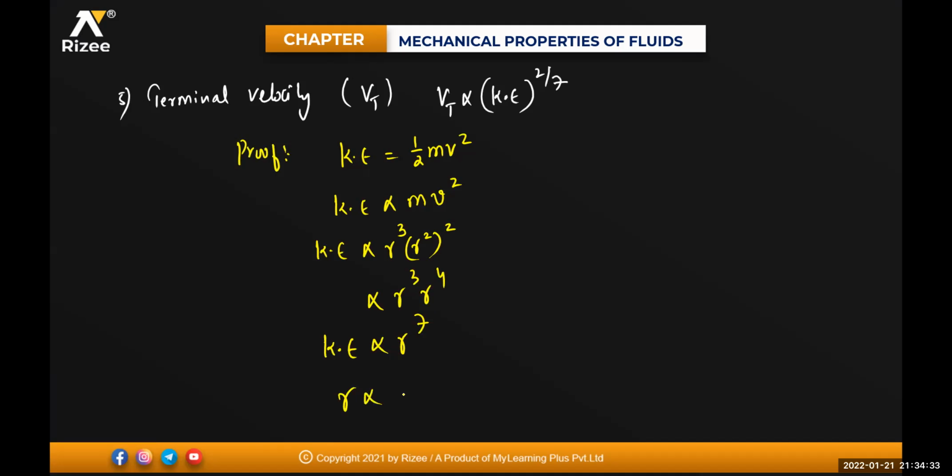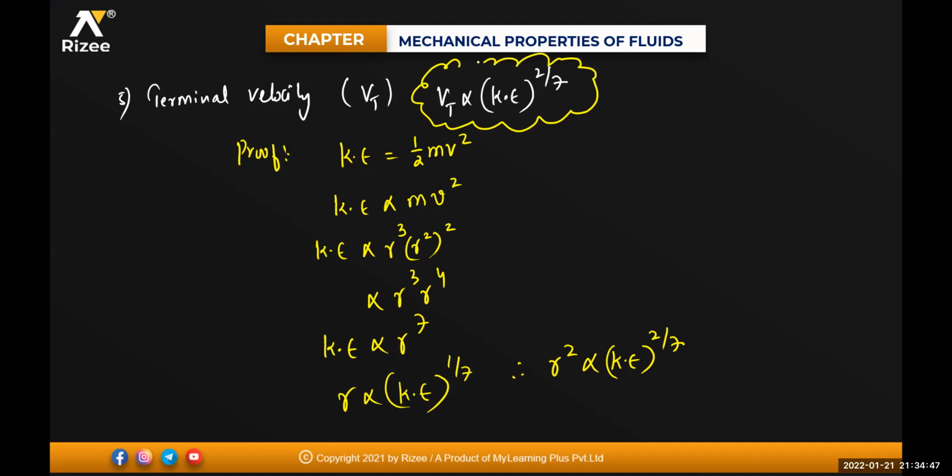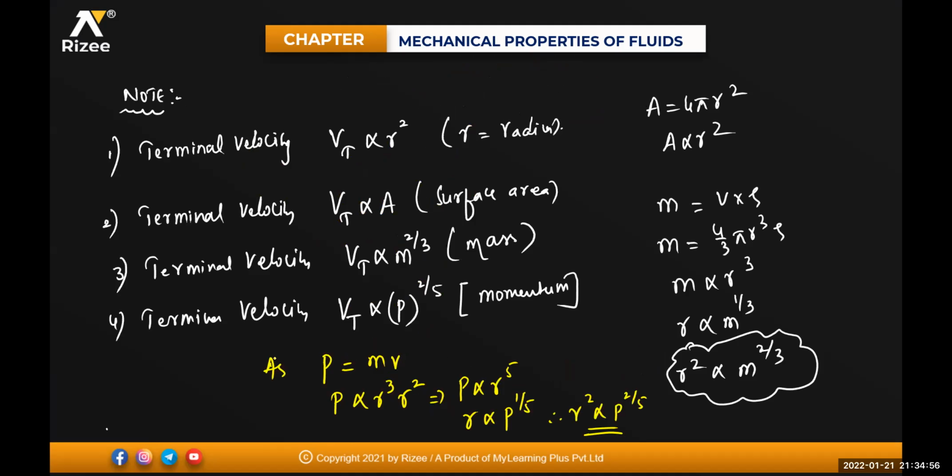That means r is proportional to the kinetic energy to the power of 1 by 7. So therefore, r square is directly proportional to the kinetic energy to the power of 2 by 7. That is the reason terminal velocity is directly proportional to the kinetic energy to the power of 2 by 7. Is that clear? Once again, everyone, these conversions are really important, beta.